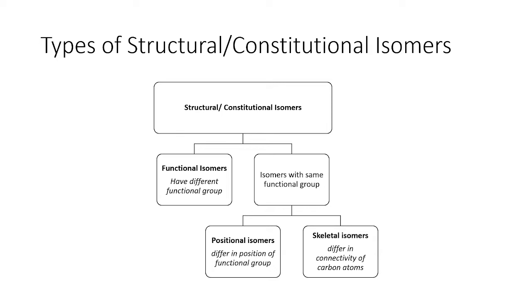So let's look into this tree. By looking at these types of isomers, we are just focusing on our compounds of interest, which are organic compounds. Let's have first the functional isomers. By definition, functional isomers have different functional groups.